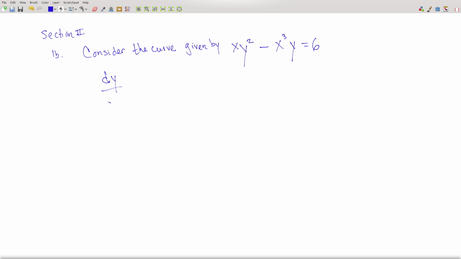We actually showed that dy dx is equal to 3x squared y minus y squared over 2xy minus x cubed. Now, 1a was asking us to show that this is true.